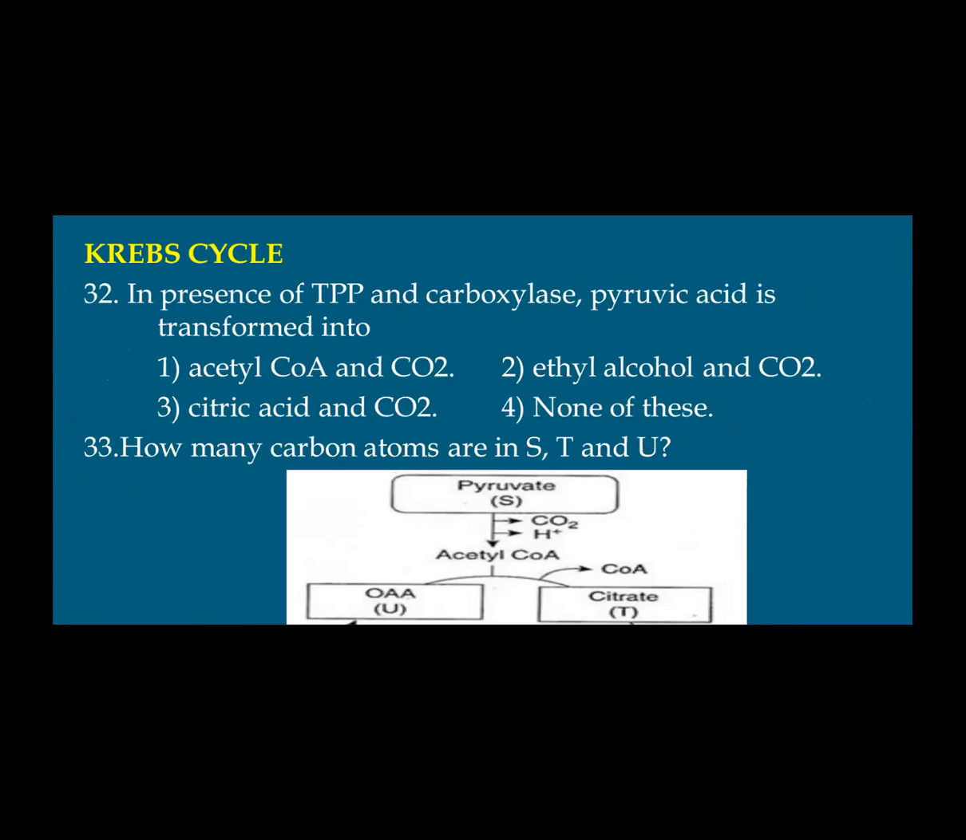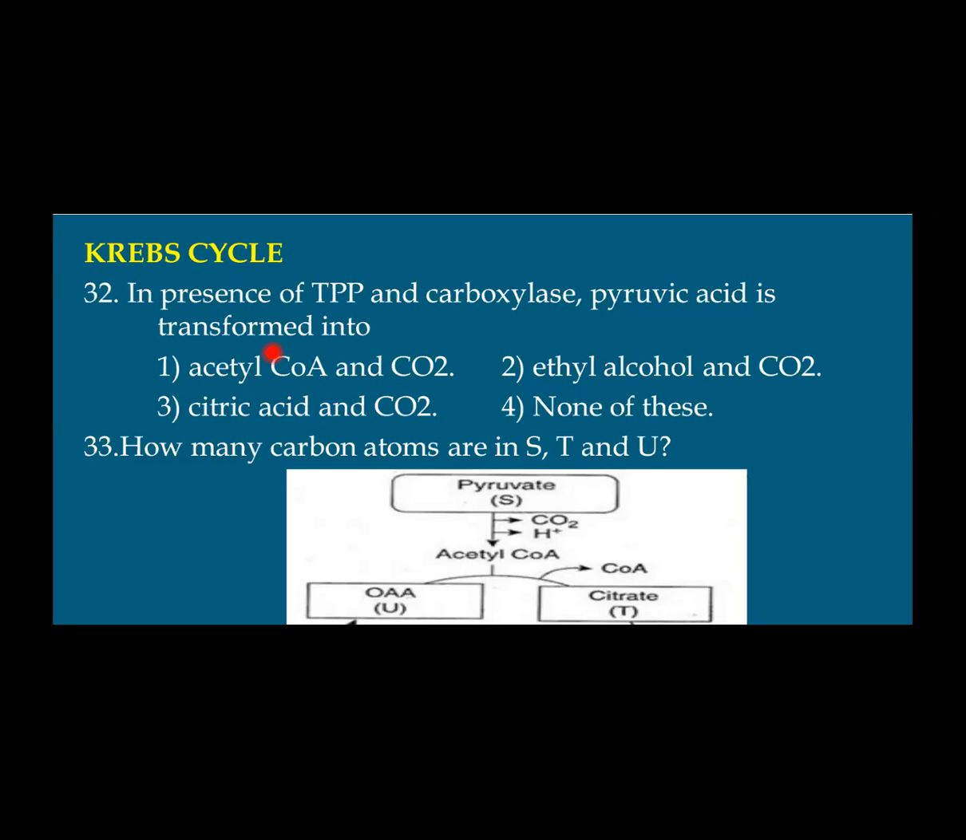So what is the question, students? This question is on the Krebs cycle. That is nothing but the first step prior to the Krebs cycle. Pyruvic acid is transformed into acetyl CoA and carbon dioxide, so option number 1 is your answer here. Ethyl alcohol and carbon dioxide are produced in anaerobic respiration. Citric acid is produced in the first step of the Krebs cycle, which is not the answer. So option 1 is the answer, acetyl CoA and carbon dioxide.